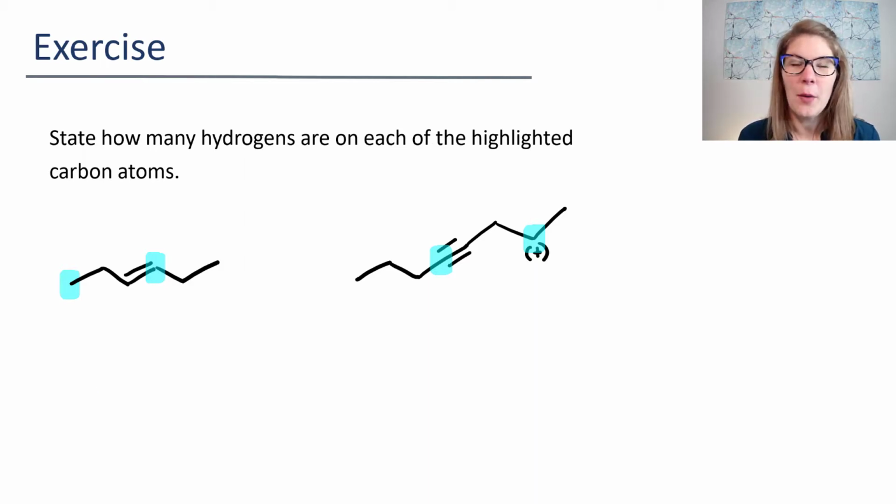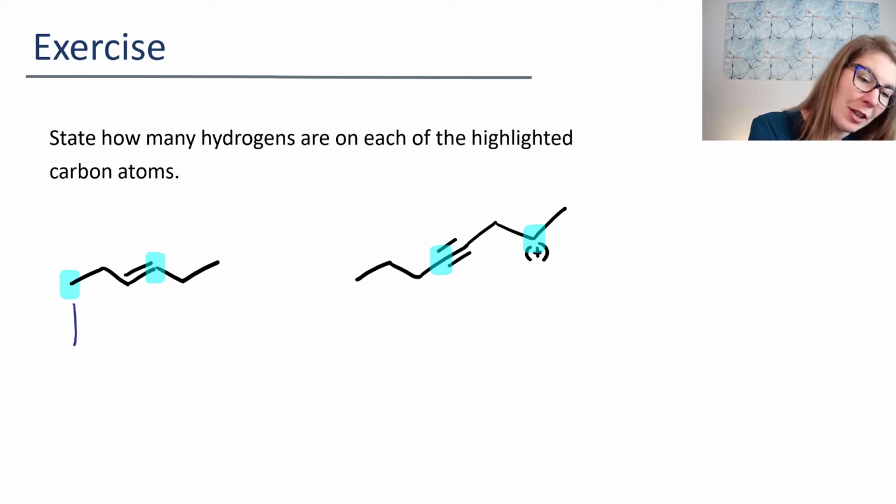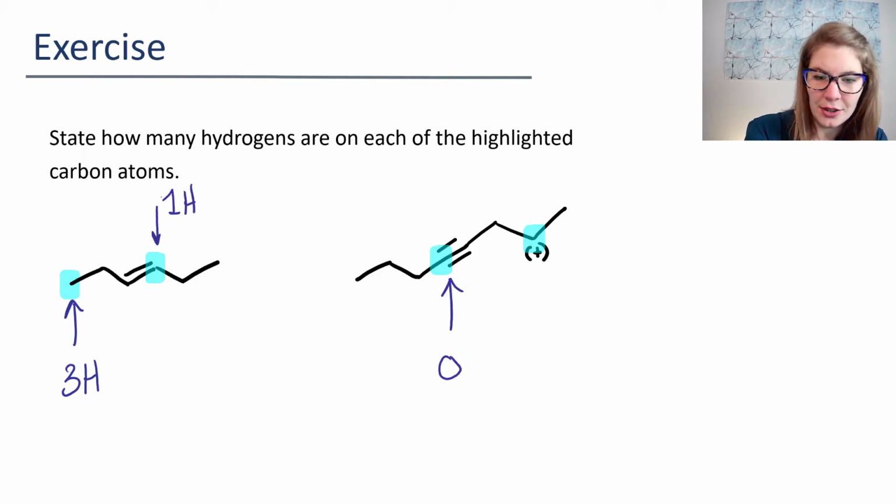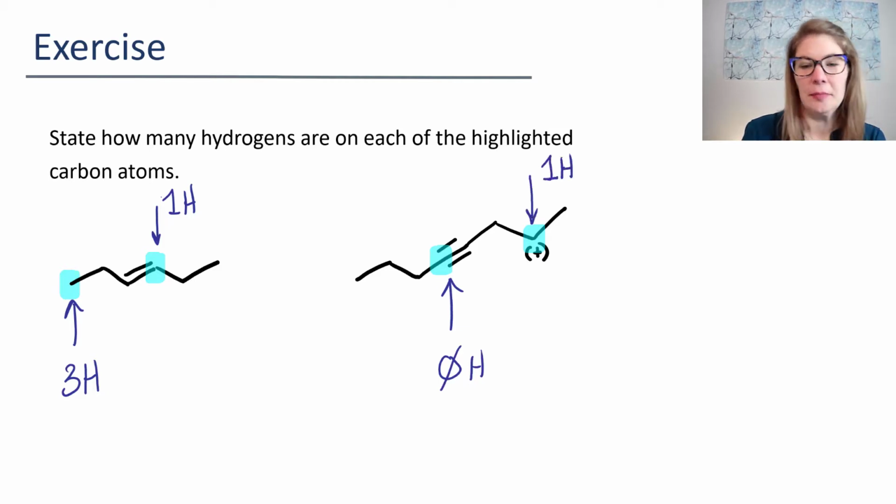Now that you're back, I want to show you how fast you're going to be able to do this as well. Eventually, you'll get to the point where you can just look at that and say there's 3 hydrogens here, and that there's 1 hydrogen here, and that there's no hydrogens here, and that there is 1 hydrogen here. Right now, you're not going to be that fast.